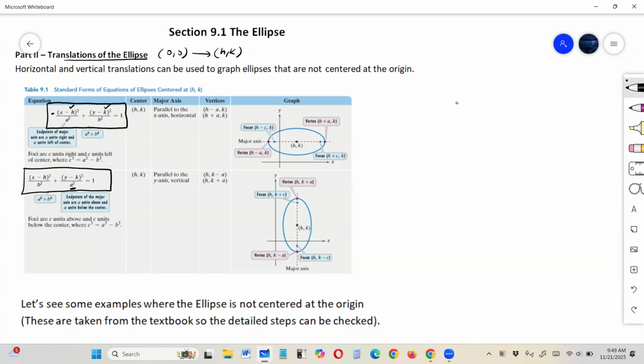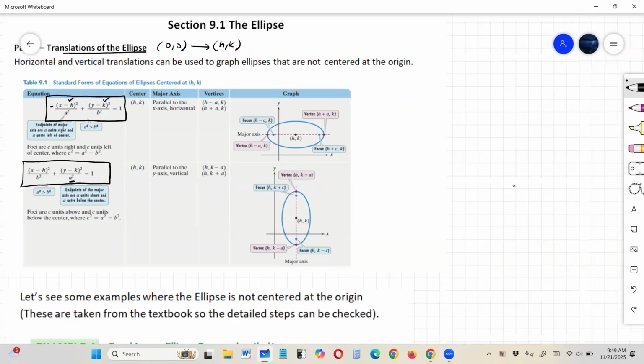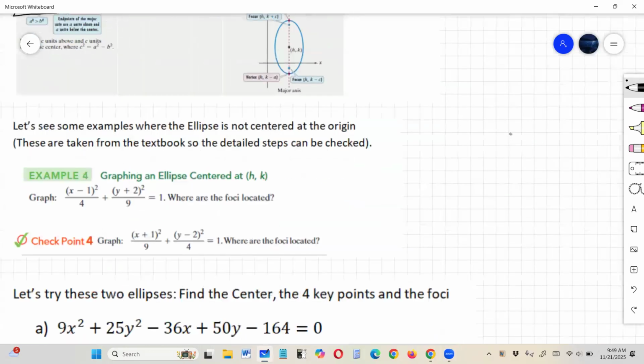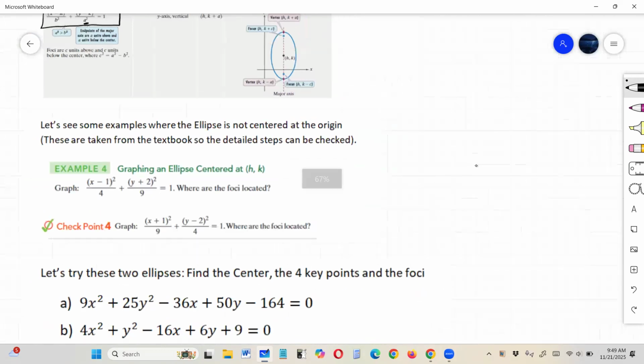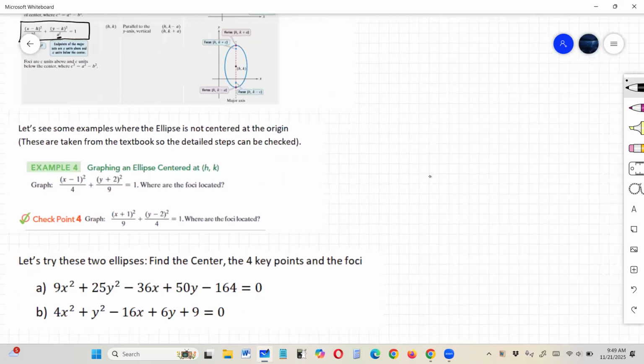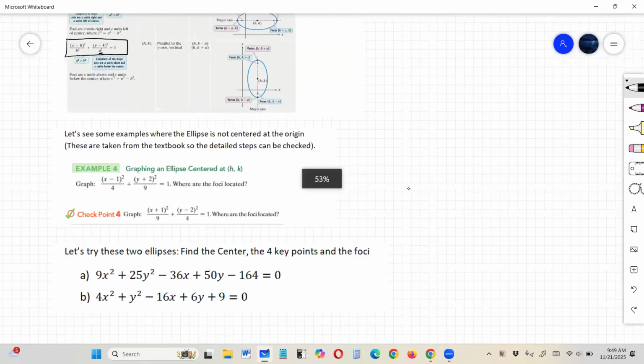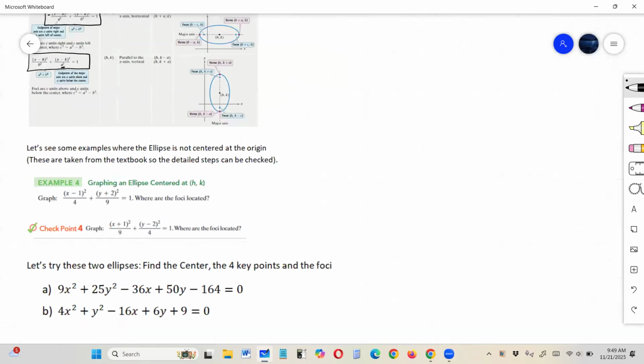So when we find the four key points and the location of the foci, we have to take into account that the ellipse is no longer at the origin. Okay, so it gets a little bit more involved, but nothing too complicated. So let's do the first two problems that we have. They're taken from your textbook, obviously, and they are both already in standard form, right? So this is in standard form, and this is in standard form.